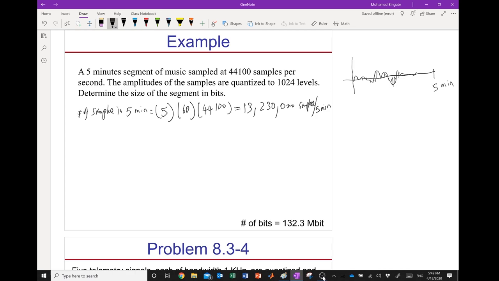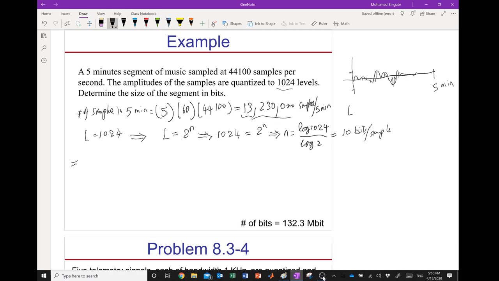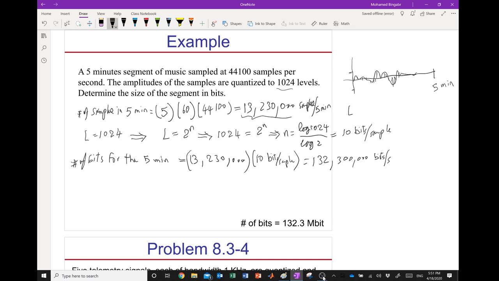Now the question is, they want to know how many bits. The number of levels is 1024. So L equals 1024. For every sample, you will use N bits. So we have to solve this equation: L equals 2^N, so 1024 equals 2^N. And here N equals log 1024 divided by log 2. And you will get 10 bits per sample. So the number of bits for the 5 minutes equals 13,230,000 samples times 10 bits per sample. So that will give you 132,300,000 bits in 5 minutes. That's a lot of bits. But in real life, they use a lot of compression to store music.